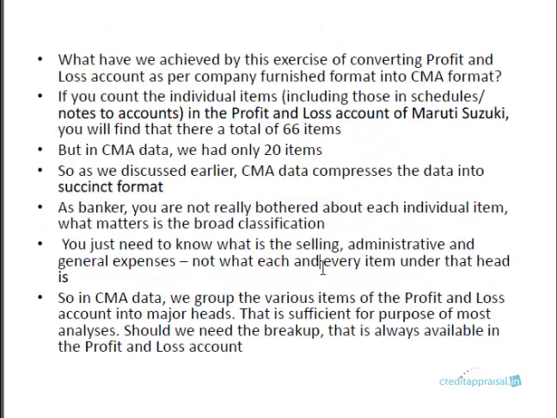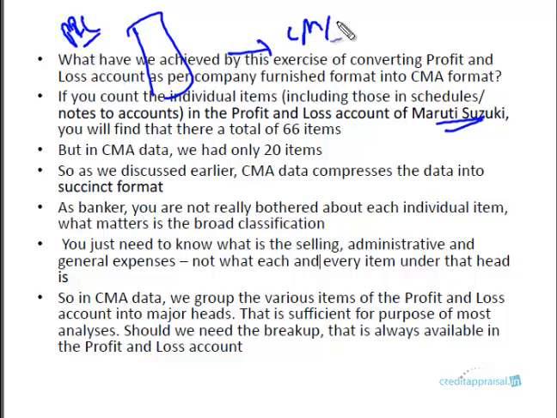Okay. So what did we actually achieve by this CMA data? We have done a whole exercise. We have taken the P&L account of one company, Maruti Suzuki, and we have prepared a CMA data. The P&L account is there, various entries are there, and we converted it to CMA data. So what did we actually achieve in the process? If we count the individual items in the P&L account of Maruti Suzuki, there are a total of 66 items.